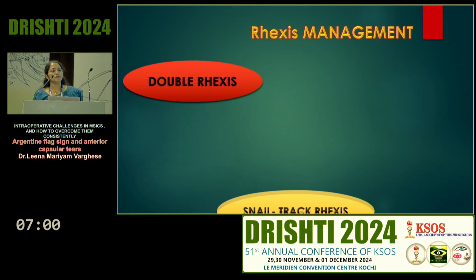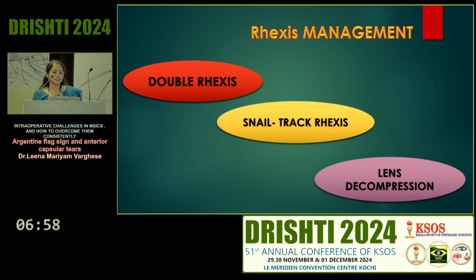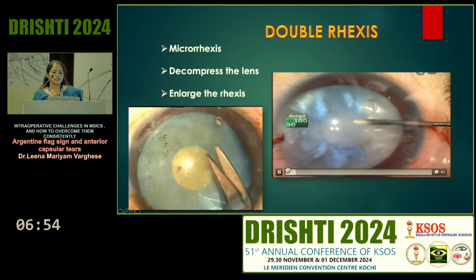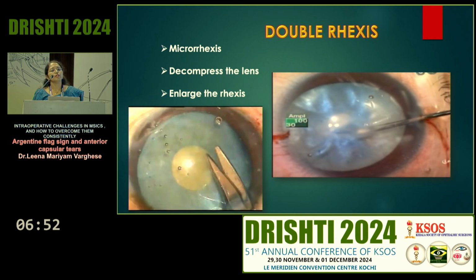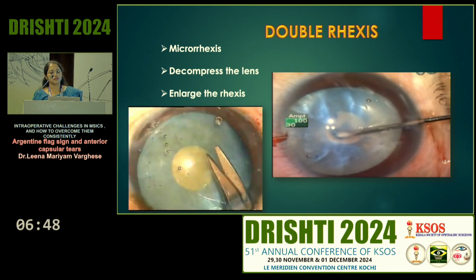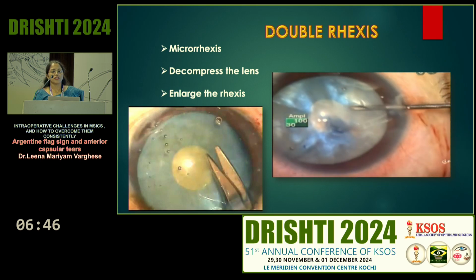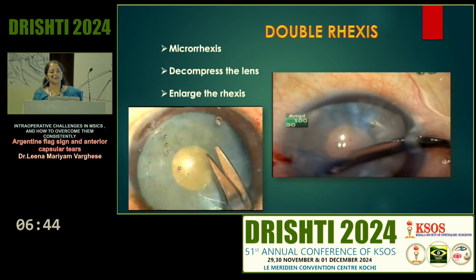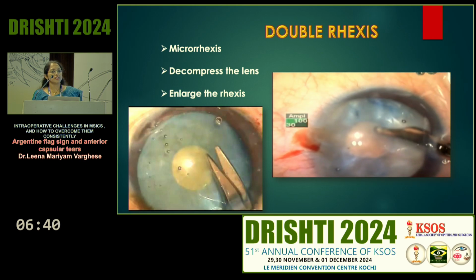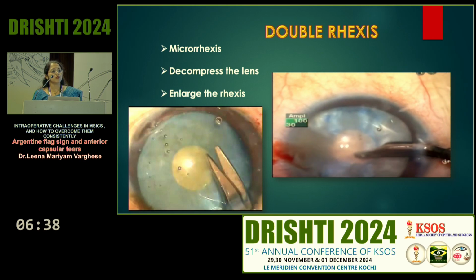How do you manage an intumescent cataract? You can do any of these methods. Coming to double rhexis, first you make a micro rhexis with the help of your cystitome. Remember to pull towards the center, so that the margin of the rhexis does not extend to the periphery. Once the micro rhexis is completed, you need to decompress the lens. You can use a Simcoe to aspirate out the liquefied cortex from the periphery towards the center.